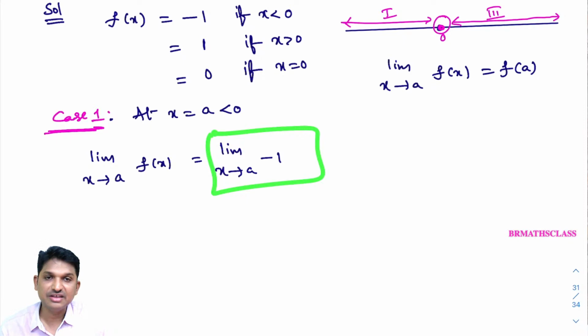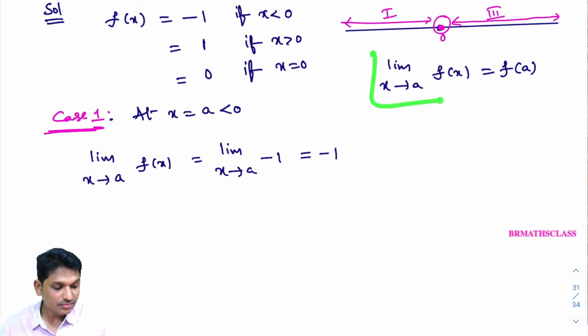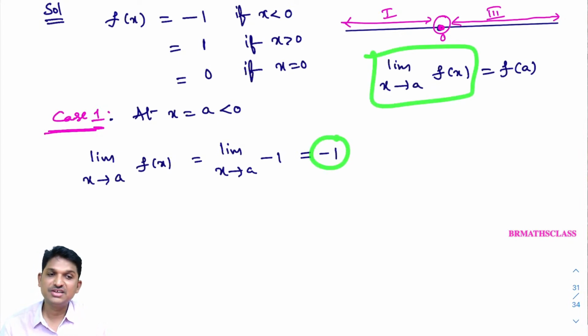Now I need to calculate this. How to calculate? By the direct method. In the given function, where x is there, you write a. Here, nowhere is x there. So what will you get? You will get the same constant, that is -1. I calculated this one and I got -1.